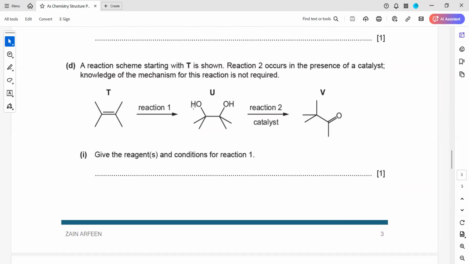Next is a reaction scheme starting with T, showing a reaction that occurs in the presence of a catalyst. The knowledge of the mechanism for this reaction is not required. Give a reagent and a condition for reaction 1. When an alkene turns into a diol, we need cold dilute acidified potassium manganate(VII).